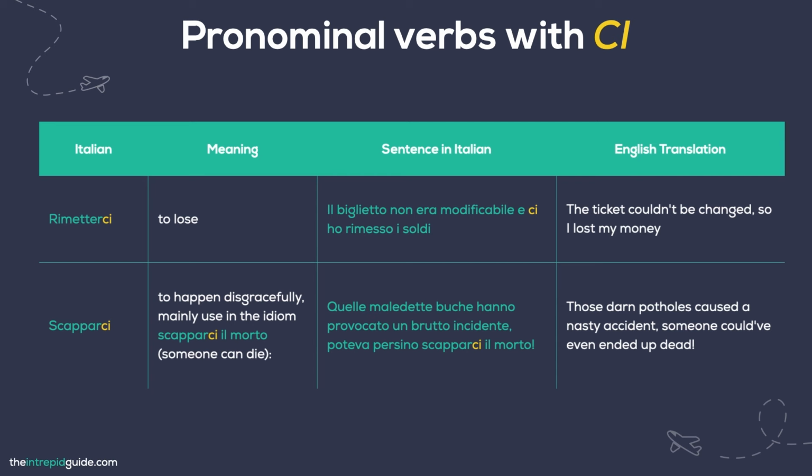Rimetterci. To lose. For example, Il biglietto non era modificabile e ci ho rimesso i soldi. The ticket couldn't be changed, so I lost my money. Scapparci. To happen disgracefully. This is mainly used in the idiom scapparci il morto, someone can die. For example, Quelle maledette buche hanno provocato un brutto incidente. Poteva persino scapparci il morto. Those darn potholes caused a nasty accident. Someone could have ended up dead.